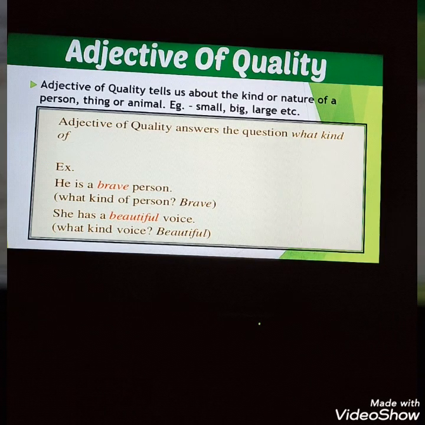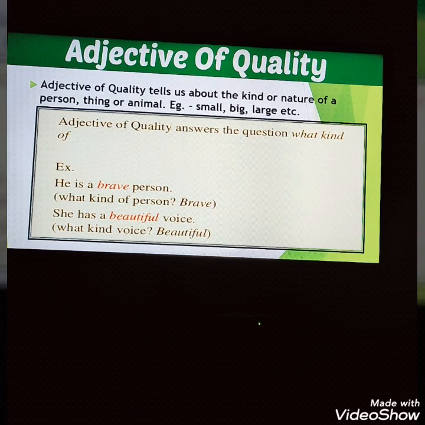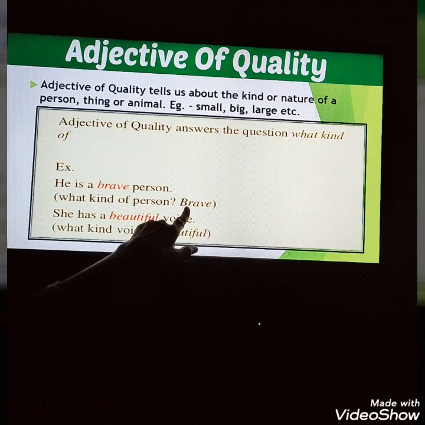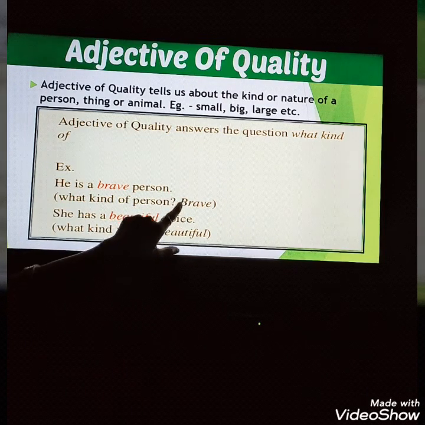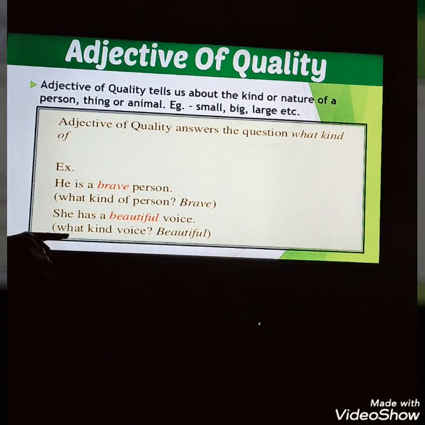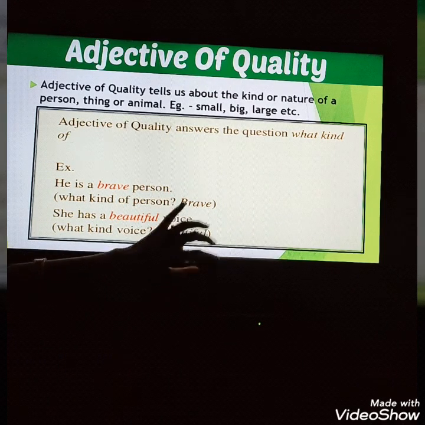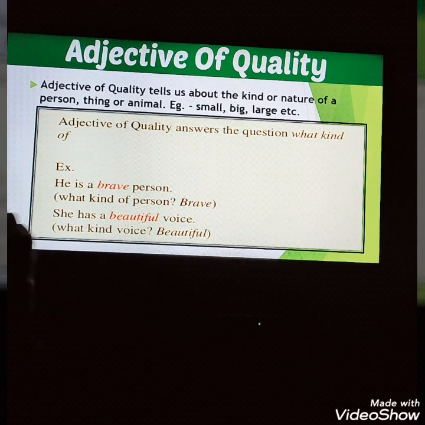Let us take some examples. He is a brave person. Now, what kind of person is he? He is a brave person. So, brave is the quality of that person. She has a beautiful voice. What is the quality of her voice? Her voice is very beautiful. So, what kind of voice? Beautiful. So, describing words here are beautiful and brave.